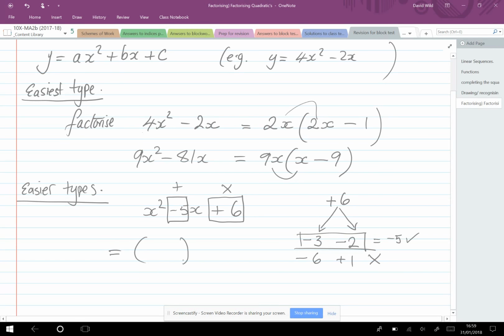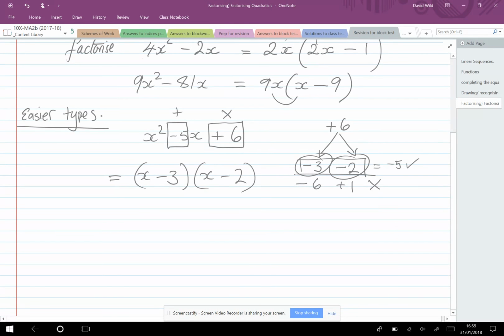We put two brackets. We put an x there, and we take our two numbers, minus 3, put it into one of the brackets, take the other, minus 2, and put that into the other bracket. Doesn't matter which order we put them in. We could have put x minus 2 here and x minus 3 here. For the harder types, it does matter which order you do.